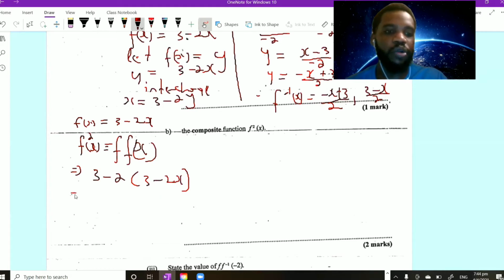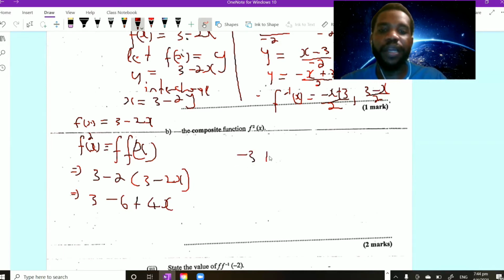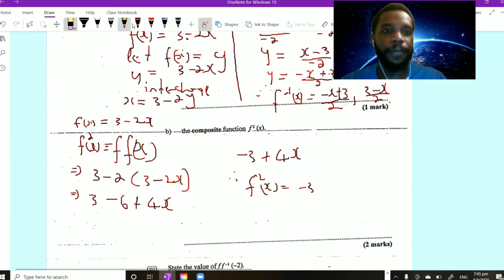All right? Now, when we break this down, we have to deal with the brackets first because of BIDMAS. So I'm going to have 3, -2 times 3 is -6. -2 times -2 is going to give me a +4, 4x. Now, 3 minus 6 is going to give me -3, and I'm going to have back my 4x. All right, so your concluding statement, therefore, f squared of x is equal to negative 3 plus 4x. Or if it doesn't hurt to say 4x minus 3, it means the same thing.